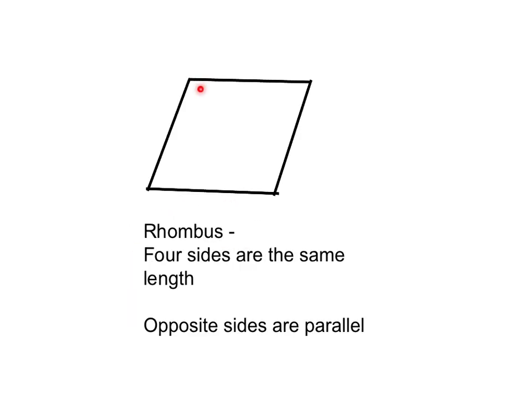This here is a rhombus. All 4 sides of a rhombus must be the same length. The opposite sides must also be parallel to each other. The difference between this and a square is that in a square we have 4 right angles. A rhombus is also a parallelogram, as we do have 2 sets of parallel sides.